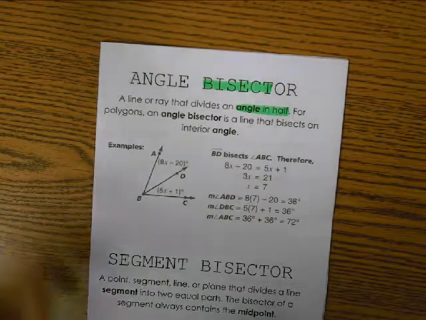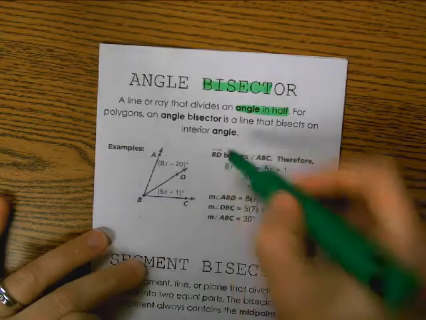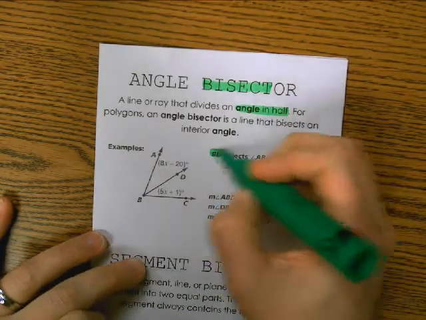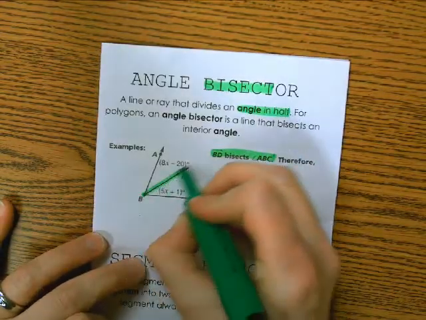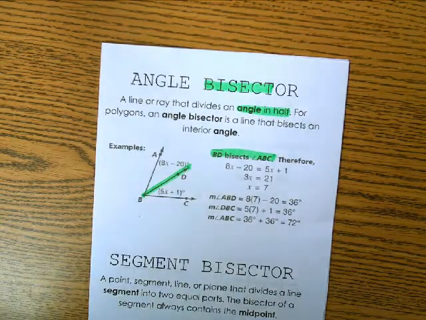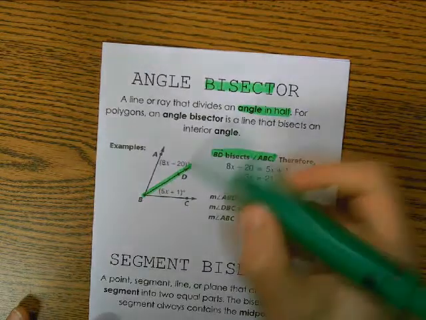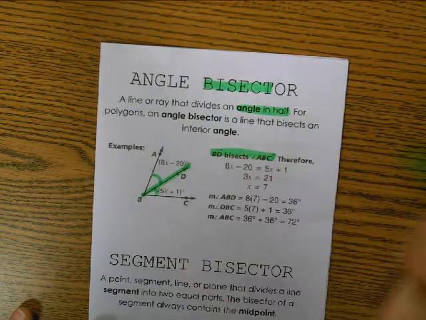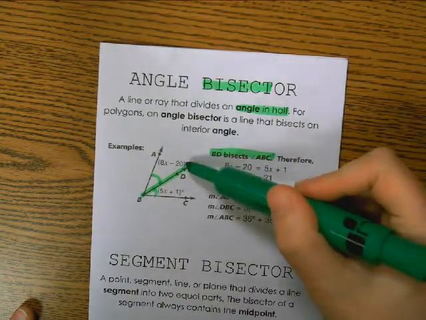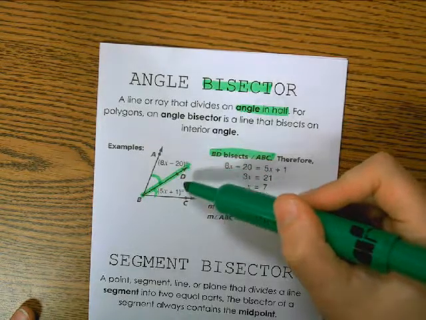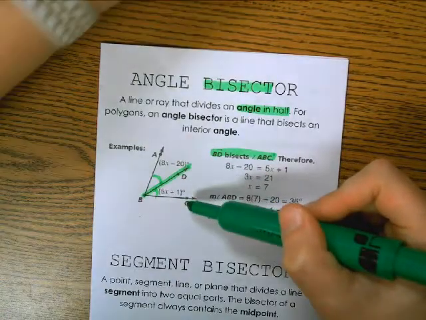So essentially what we have here is an example. It's saying that this line BD bisects angle ABC. Because it cuts it in half, we know that this angle is equal to that angle. So we know 8x minus 20 is going to be equal to 5x plus 1.